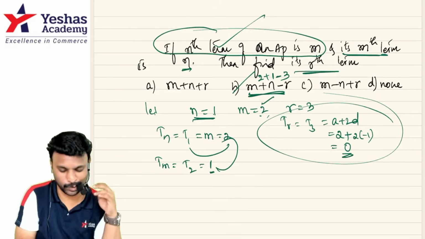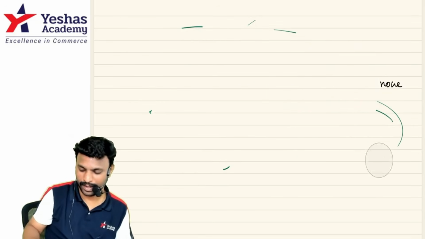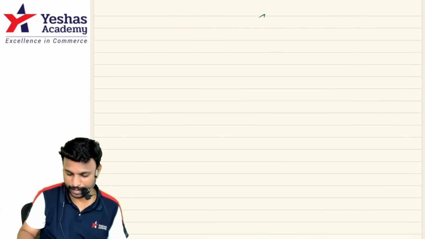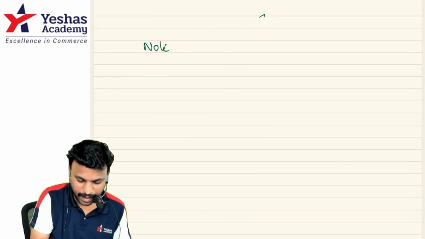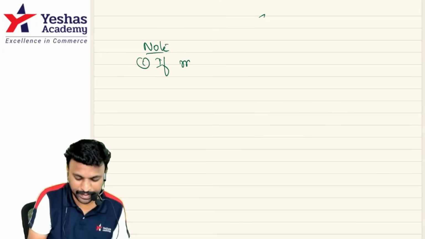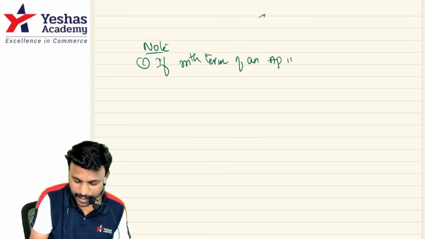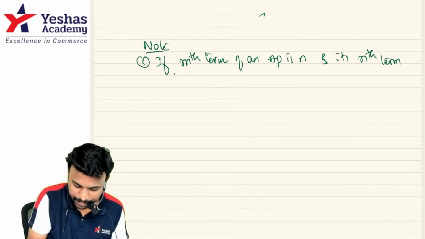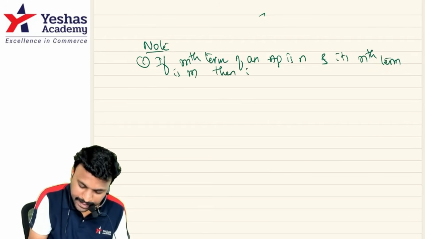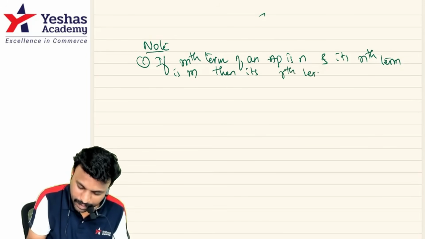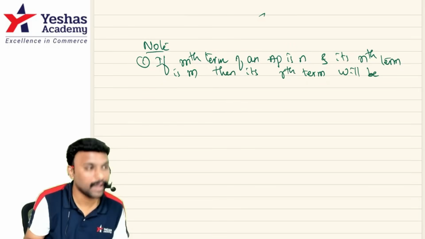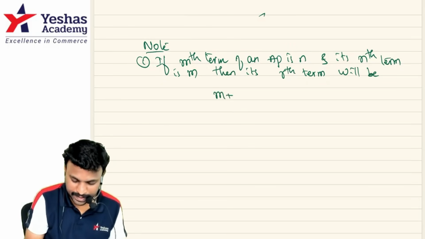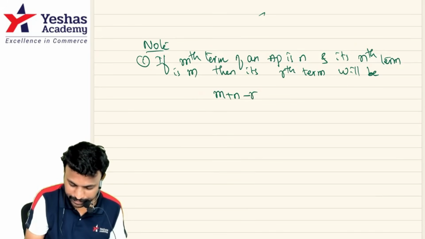Have you understood? So that's the note point for everyone. Take it as a note now. Note: if the mth term of an AP is n and its nth term is m, then its rth term will be m plus n minus r.